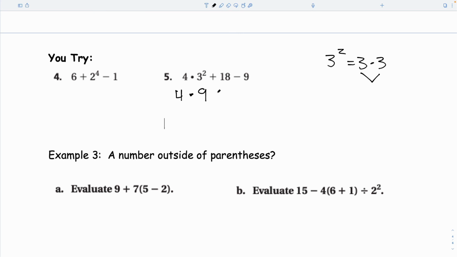Bring down your 4. Bring down your plus 18. Bring down your minus 9. And I'm looking for multiplication or division. Do I have multiplication, Sean? You got it. 4 times 9 is 36. Add 18. Uh-oh, we're getting some big numbers. I can't do that mentally. Anyone have 36 plus 18?